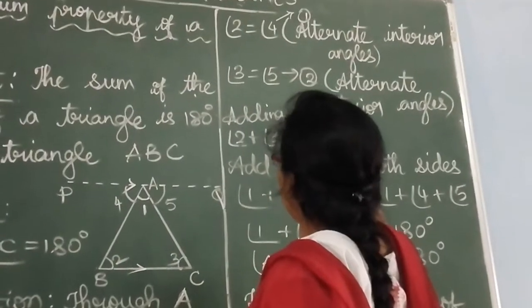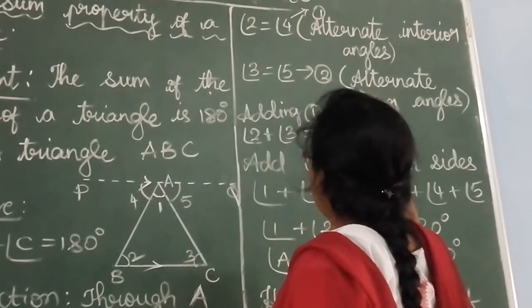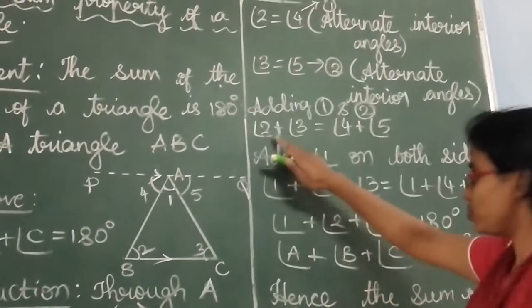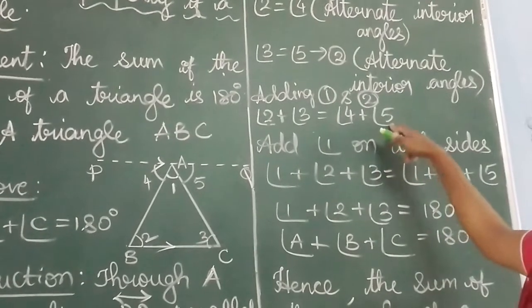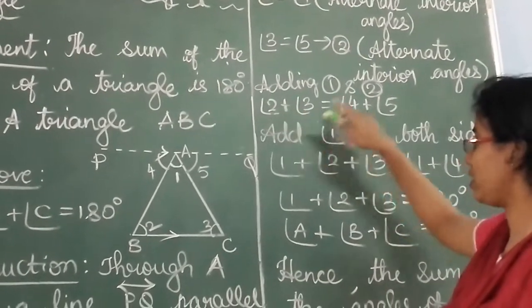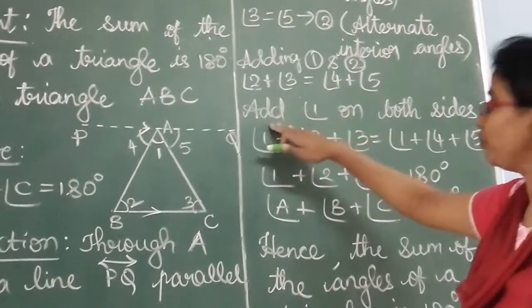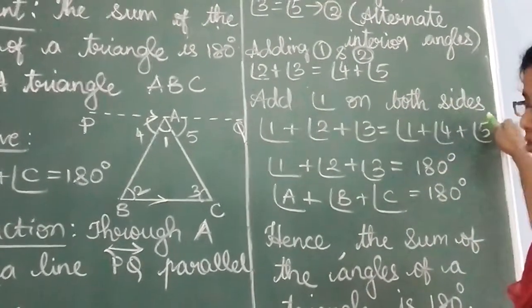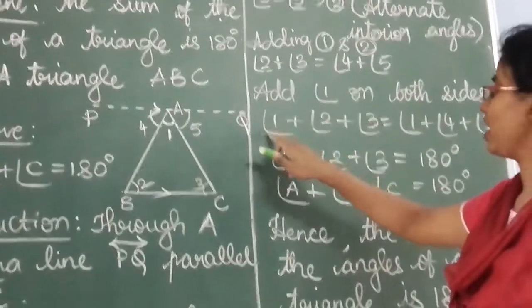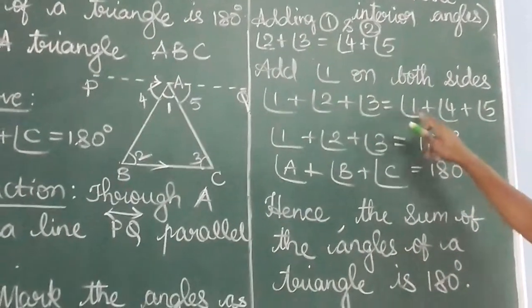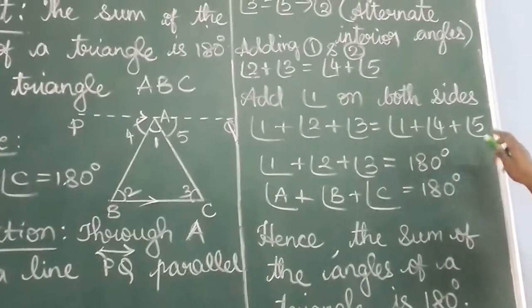Adding 1 and 2, you got this equation: angle 2 plus angle 3 is equal to angle 4 plus angle 5. Now what you are going to do? You are going to add angle 1 on both sides. Angle 1 plus angle 2 plus angle 3 is equal to angle 1 plus angle 4 plus angle 5.